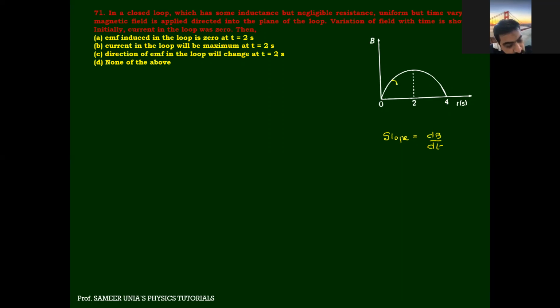Can I say over here slope is positive and over here slope is negative? And how much is the slope at this point? 0. So where is dB by dt 0? At how many seconds? 2. So can I say dB by dt is 0 at t equal to 2 seconds? dB by dt is 0.